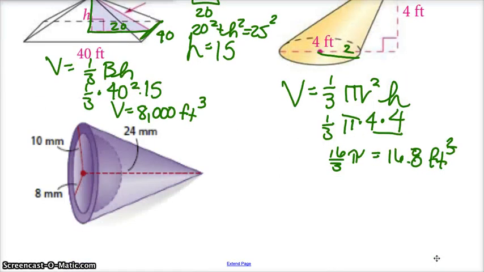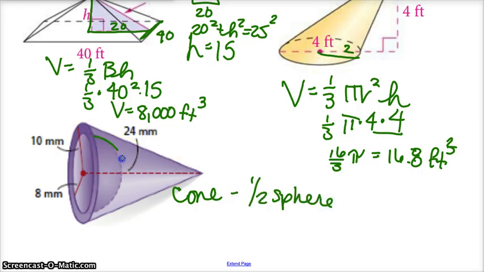This last one is a composite. Composites are much easier for volume because you're not having to worry about any extra bases or taking things out that are hollow or anything like that. We have here a cone, and we have to take out of it half of a sphere.